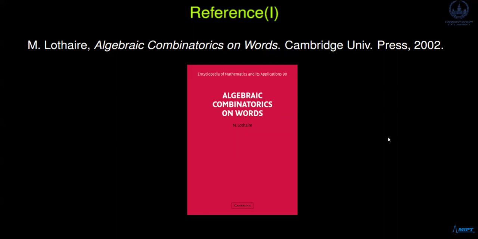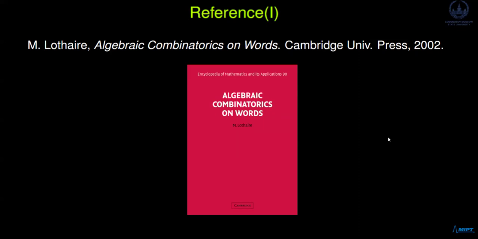Okay, now we want to talk about references. As we conclude this section of the course, I wanted to point you to one of the key references in the field, Algebraic Combinatorics on Words by Lothaire, published by Cambridge University Press in 2002.